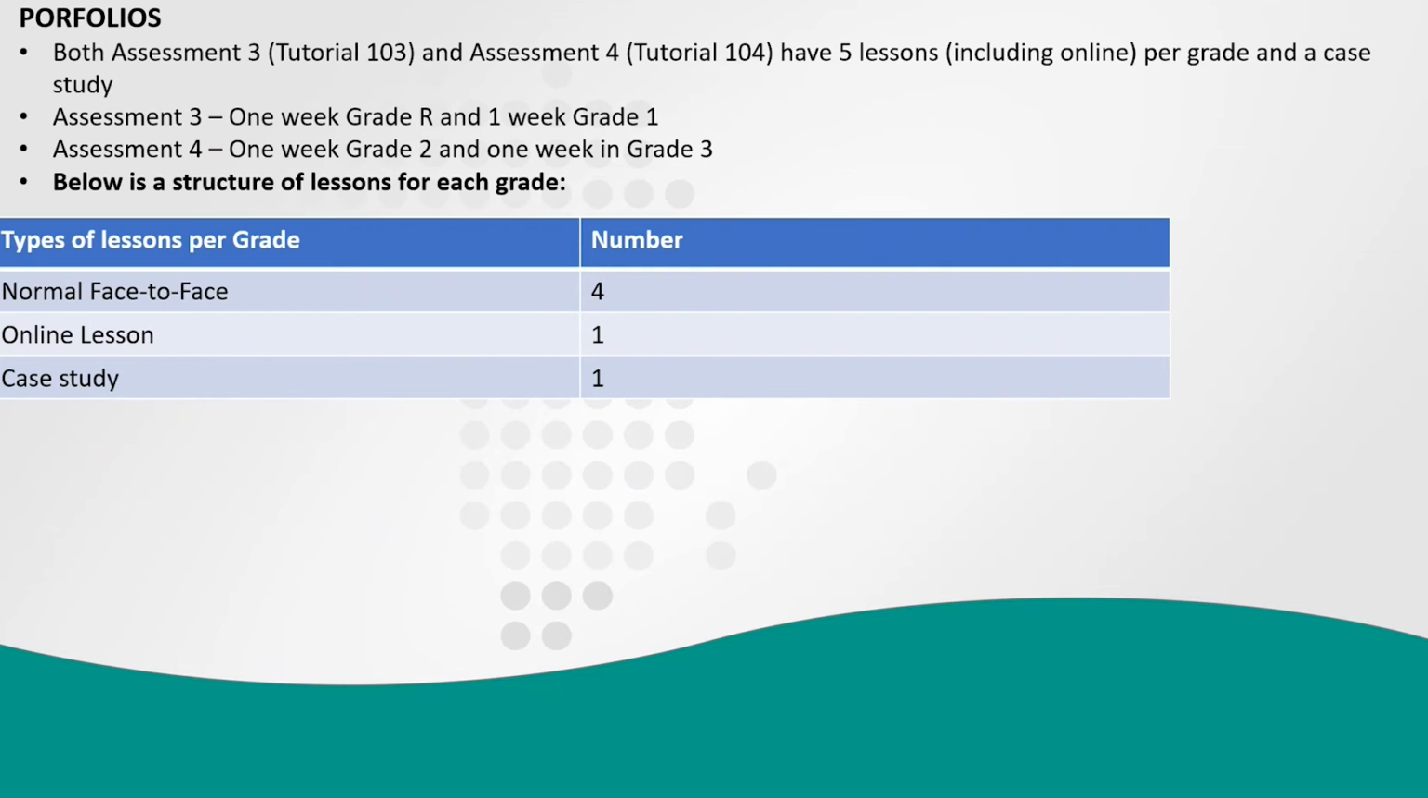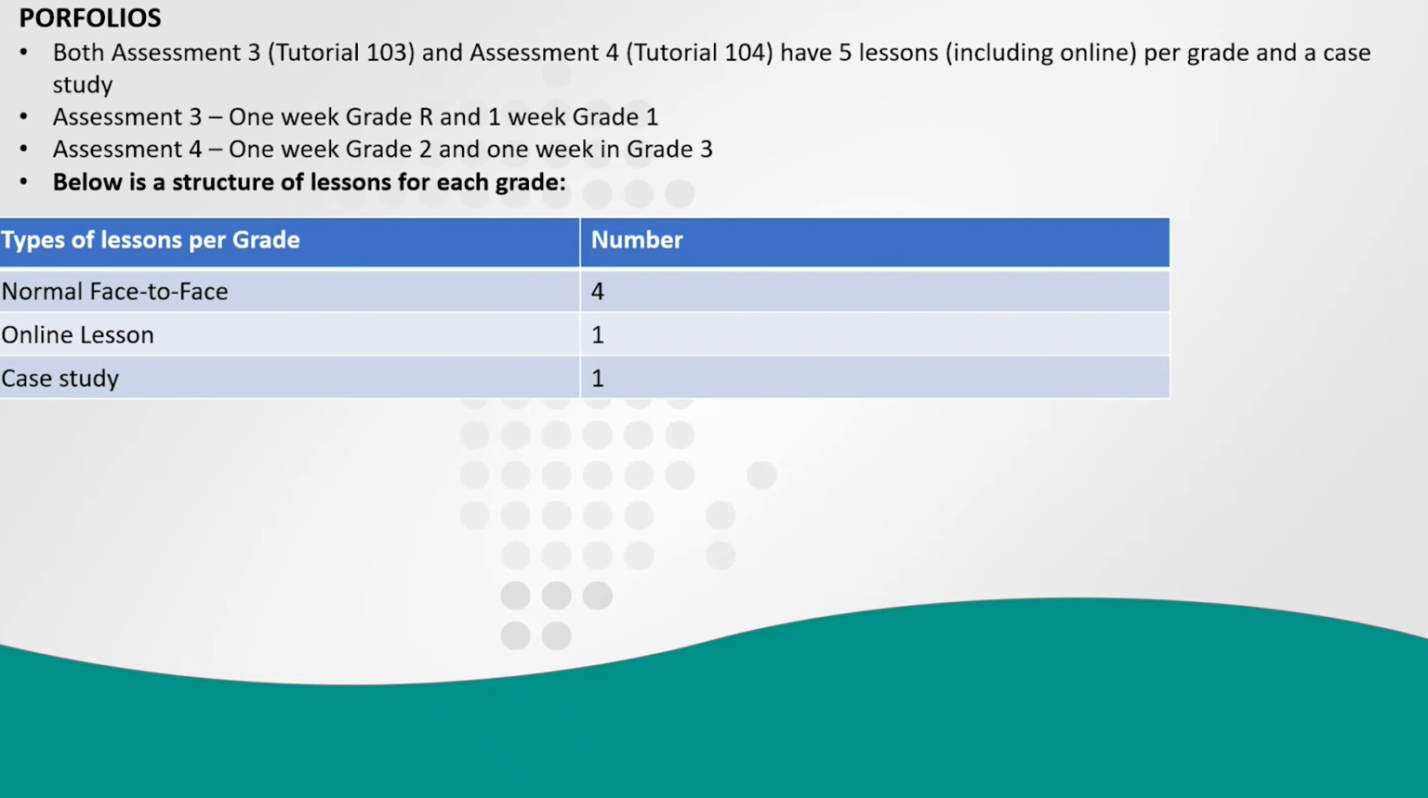And then portfolios, assessment 3, which is in tutorial 103. Just remember, tutorial 103 has your portfolio 50. Assessment 4, which is portfolio 51, is inside your tutorial 105. All of them have 5 lessons, which include an online lesson. I'm trying to be slow to make sure that we agree. If you find yourself not having 5 lessons, 4 ordinary lessons and the last one being an online lesson, then a case study, then we've got a problem.